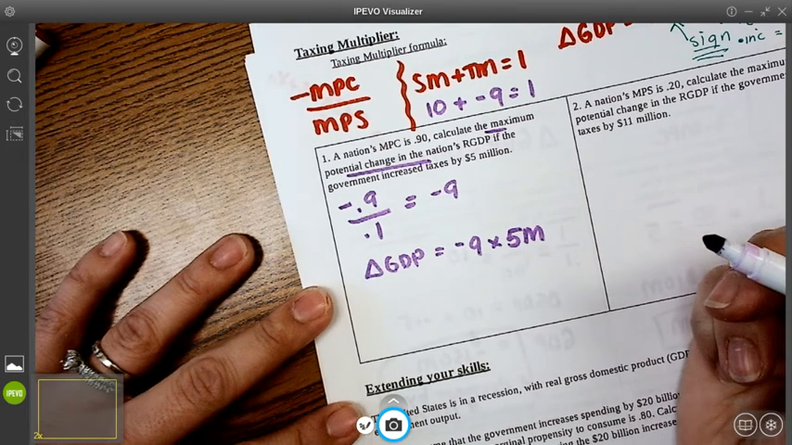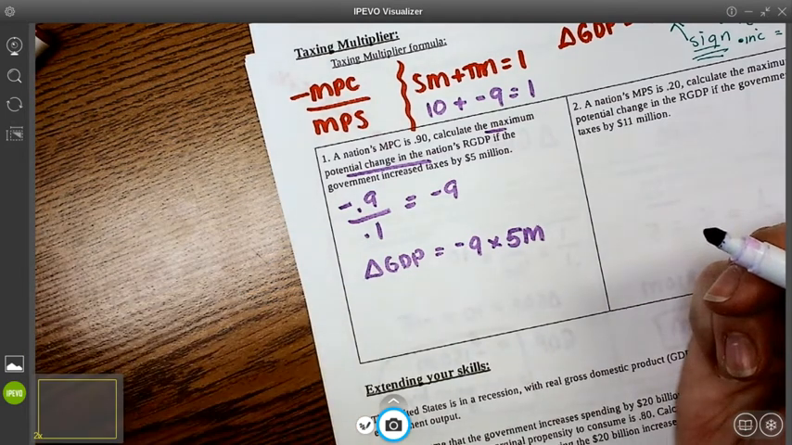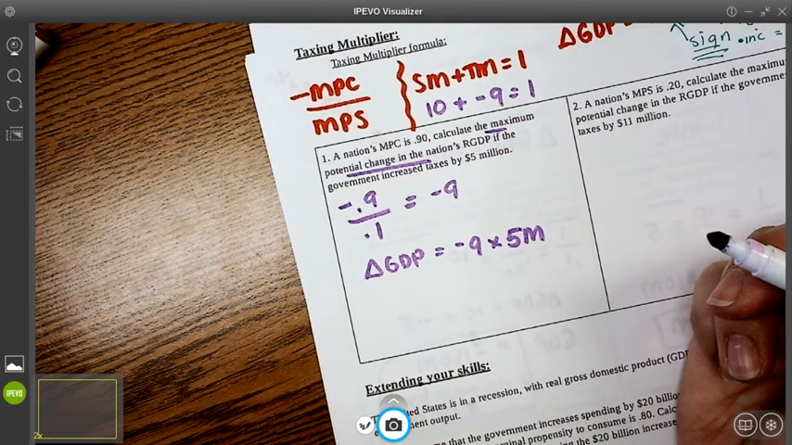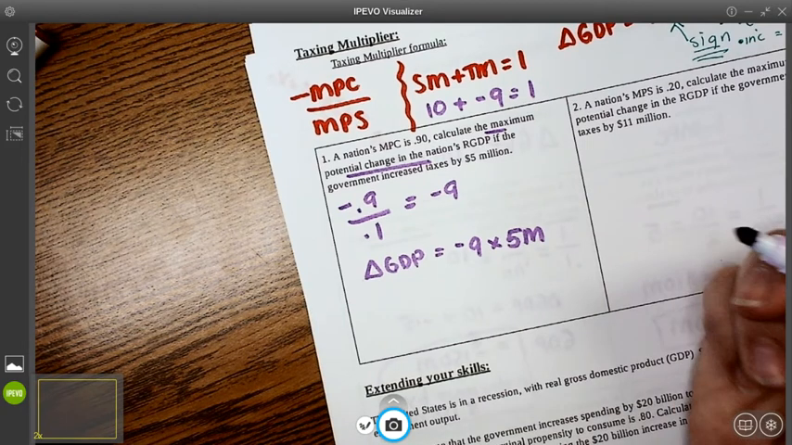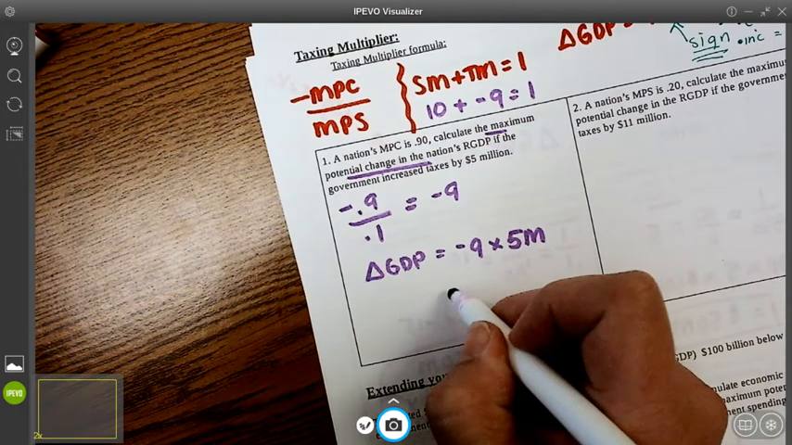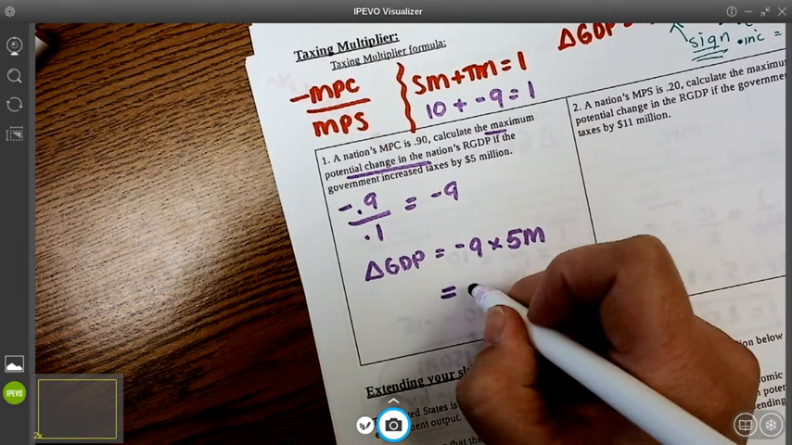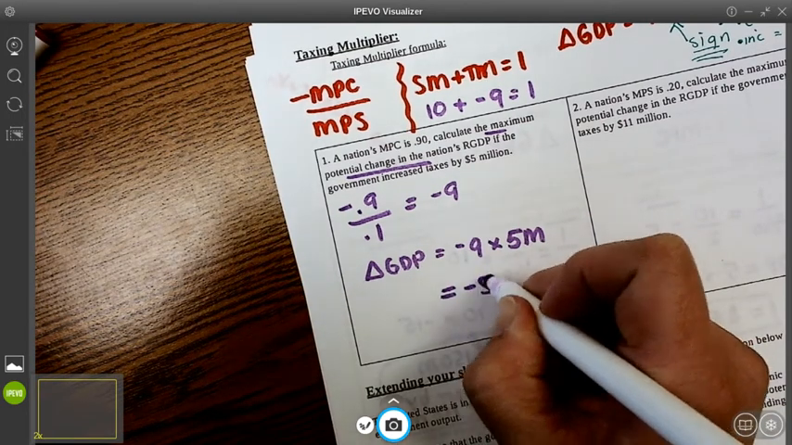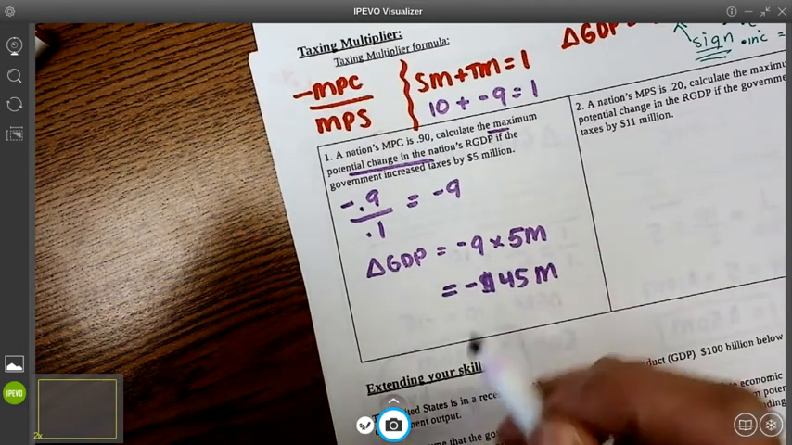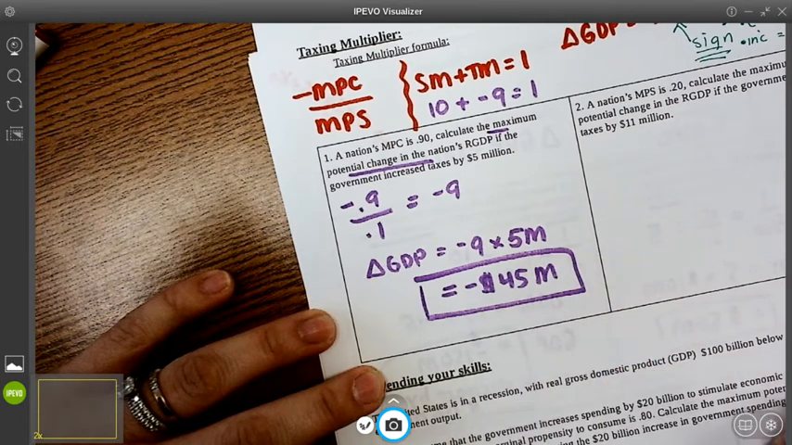Think about this logically. If the government increases taxes, then that means both businesses and consumers have less money to spend. So it's pretty logical that GDP is going to fall. And that's why there's a negative number. The negative number symbolizes GDP decreasing, and a positive number symbolizes it increasing. So if this were to occur, then the economy would lose a potential of $45 million worth of GDP. So that's your answer to number 1.